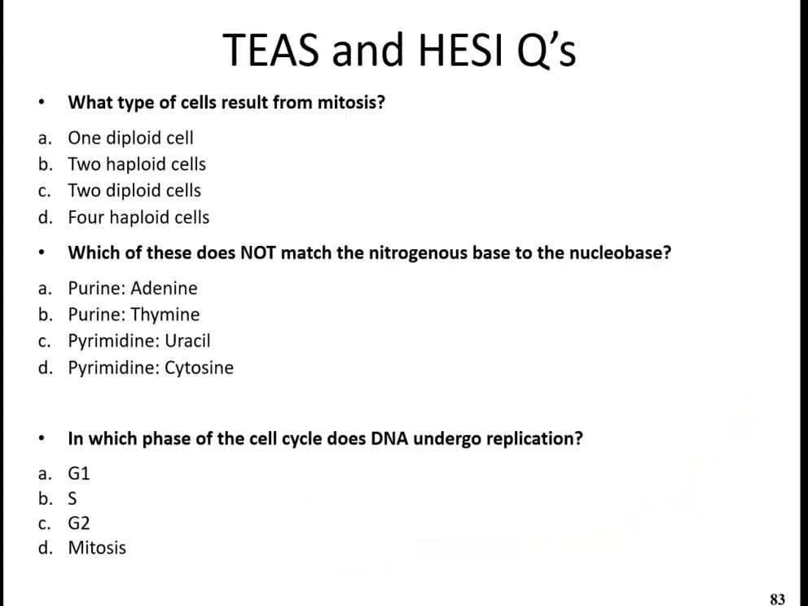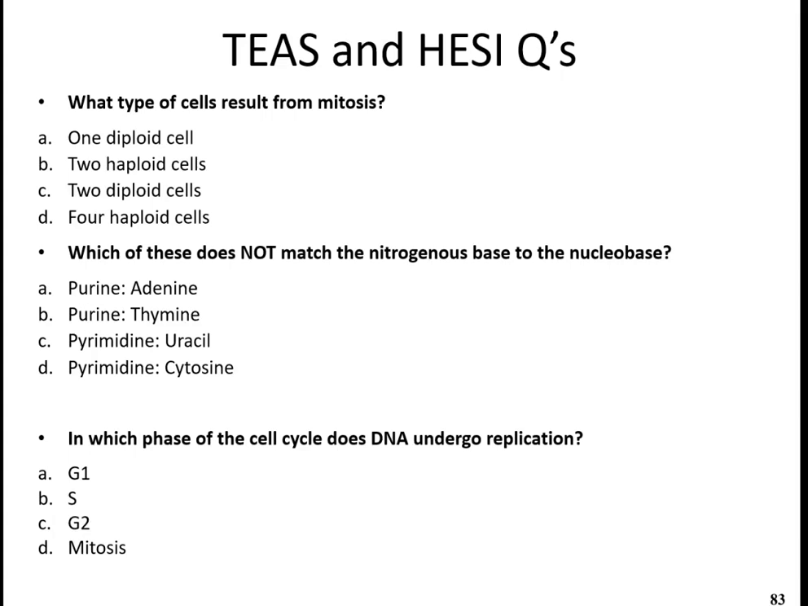So what type of cells result from mitosis? Is it one diploid cell, two haploid cells, two diploid cells, or four haploid cells? Well, we know right off the bat that A and D are wrong because 2 cells are formed from mitosis. So it has to be either B or C.